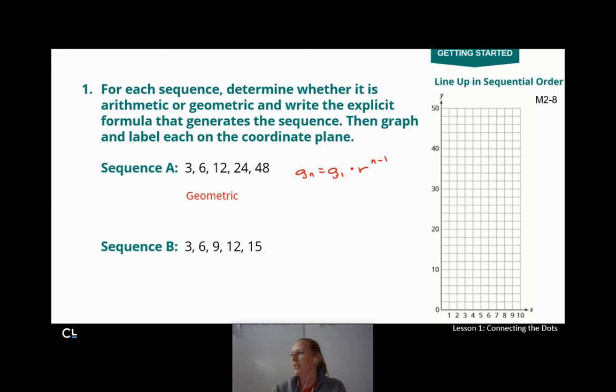Well, I can see my first term is 3. We said it was doubling each time, right? Times 2, times 2. So it looks like my first term is 3. By multiplying by 2 every time, my common ratio is 2. So here's my formula. There it is, all pretty and typed.